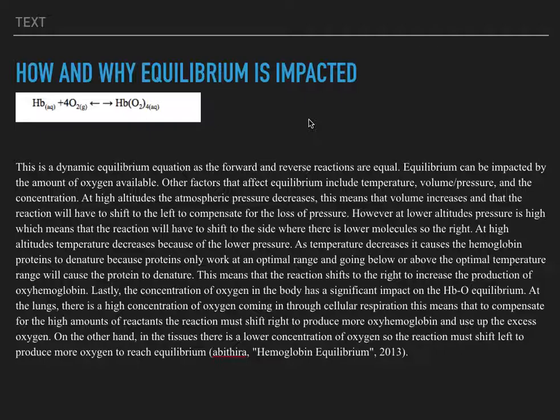Lastly, the concentration of oxygen in the body has a significant impact on the hemoglobin oxygen equilibrium as well. At the lungs, there's a high concentration of oxygen coming in through cellular respiration. This means that to compensate for the high amounts of reactants, the reaction must shift to the right to produce more oxyhemoglobin and use up the excess oxygen that is coming through cell respiration. On the other hand, in the tissues, there's a lower concentration of oxygen, so the reaction must shift to the left to produce more oxygen to reach equilibrium.